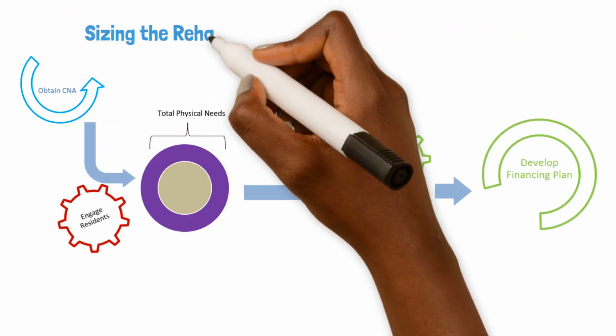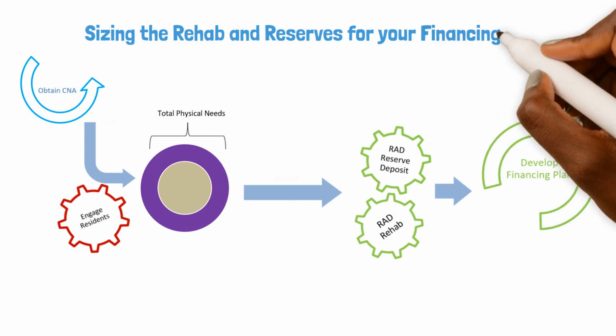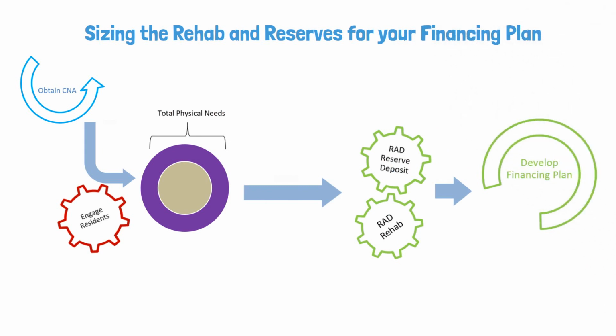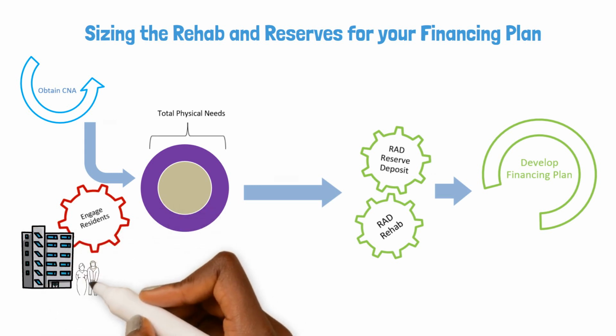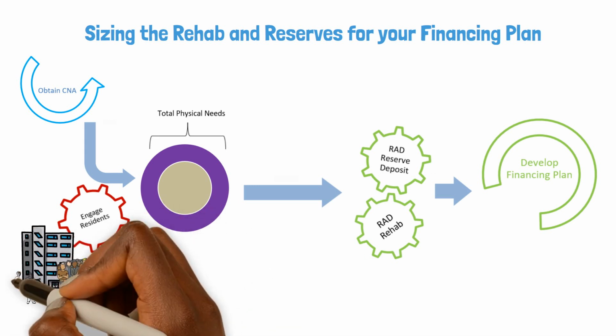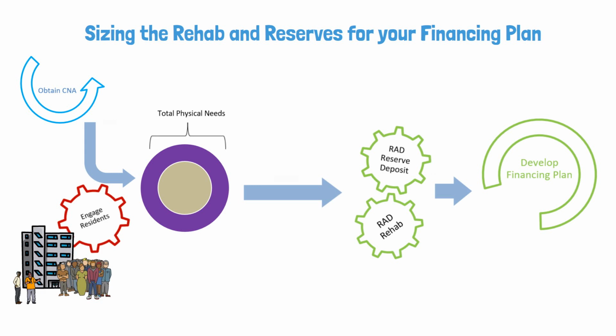The same total physical needs are now reconfigured toward a different balance between the rehab that gets done as part of the transaction and the resultingly lower reserves that are needed to fund long-term replacements. Time your first resident meeting to obtain input on repairs and rehab requirements so that this feedback can inform the CNA and rehab strategy.